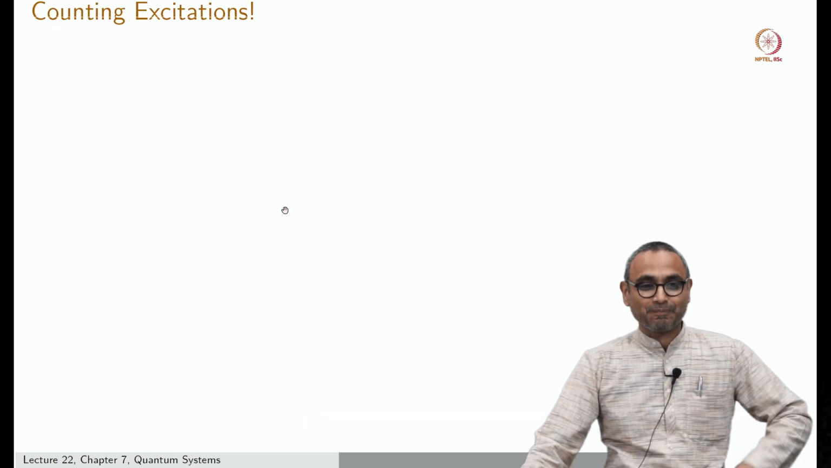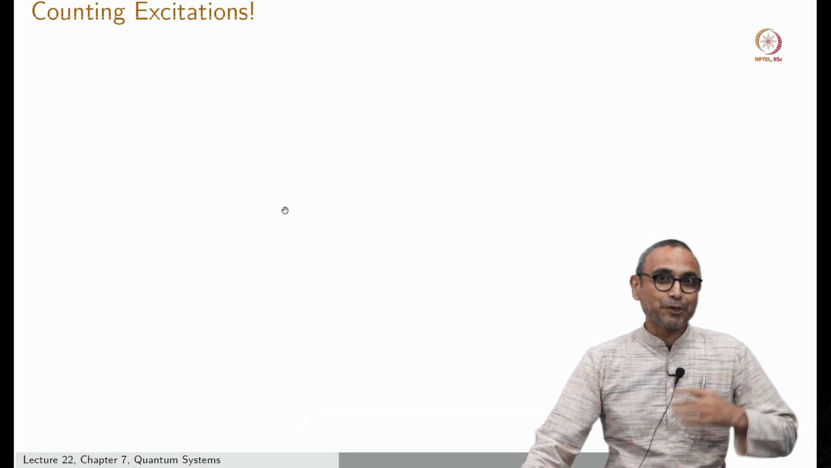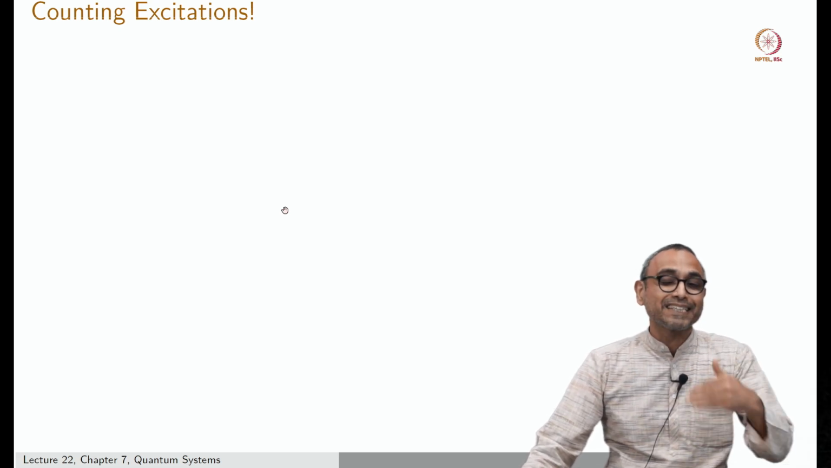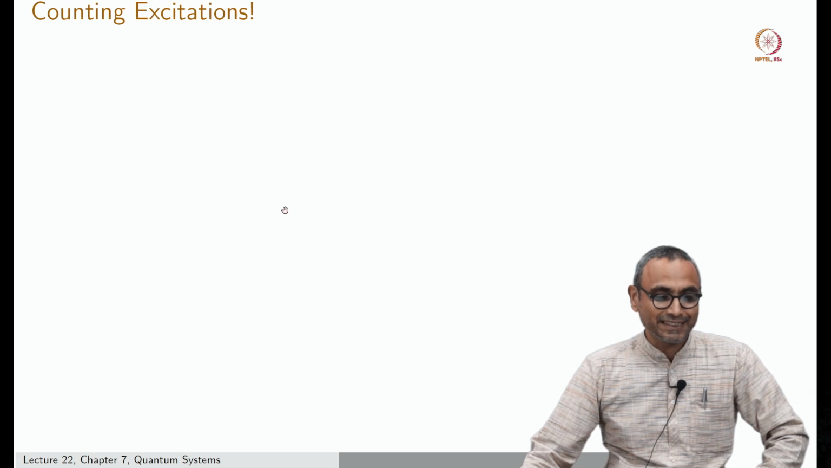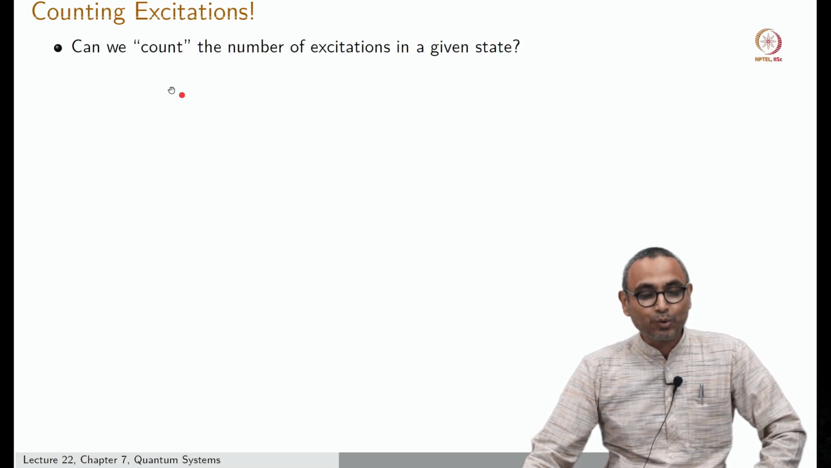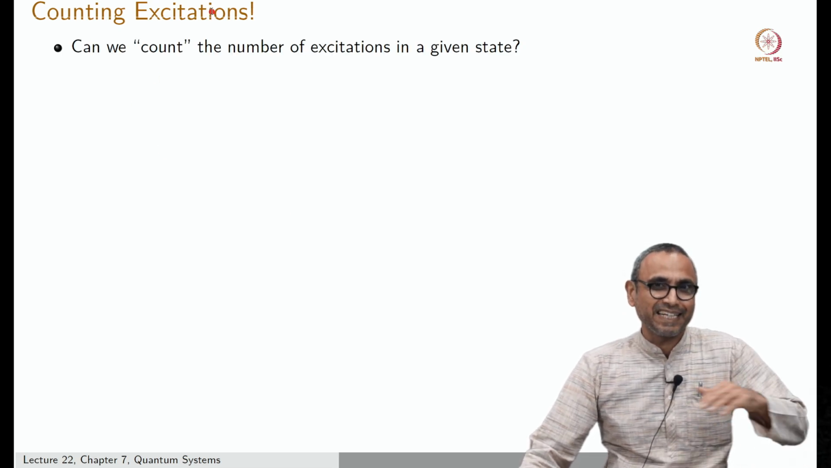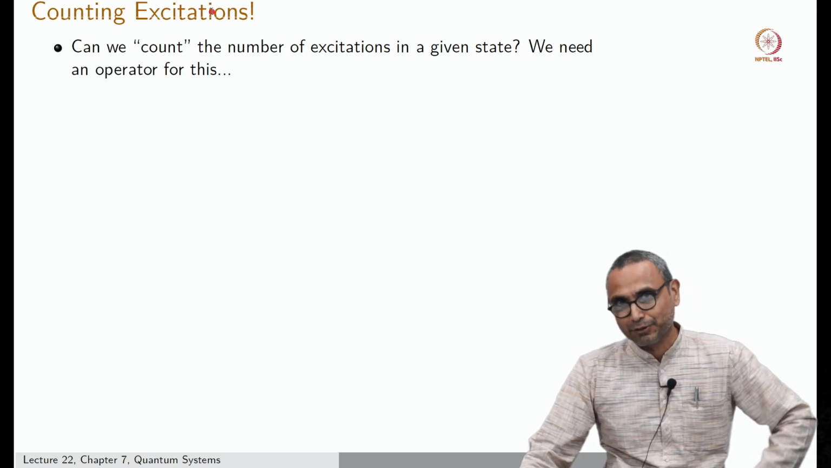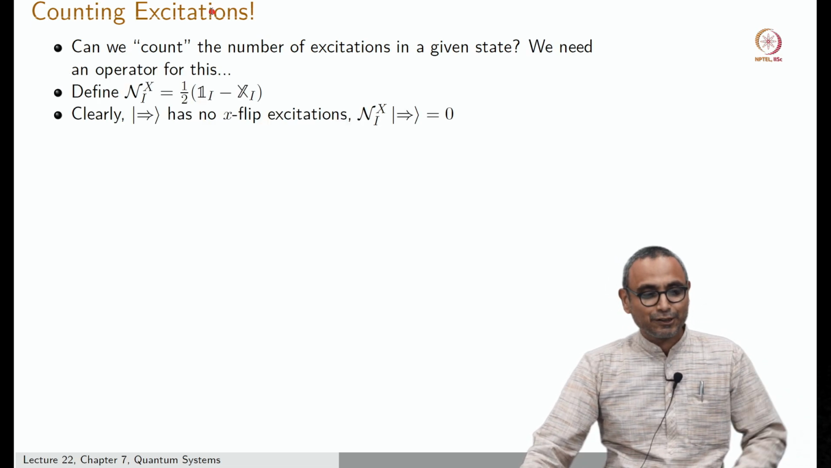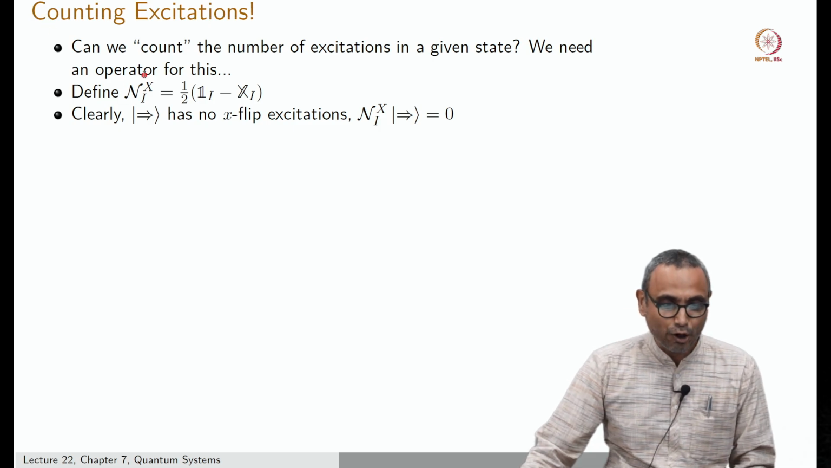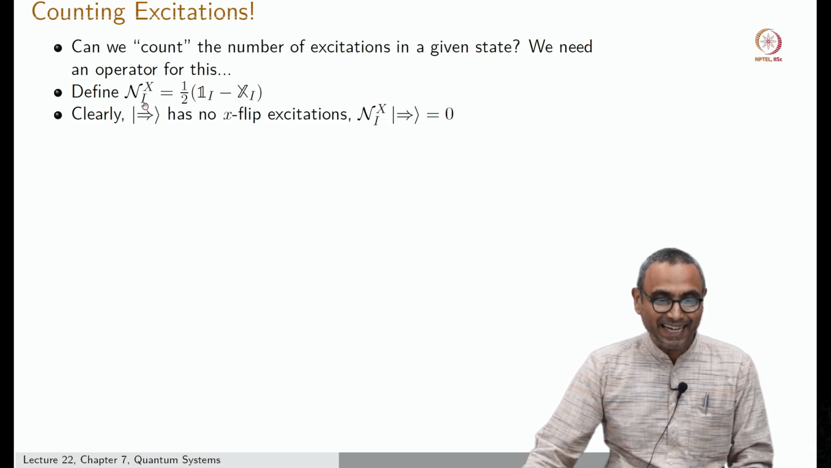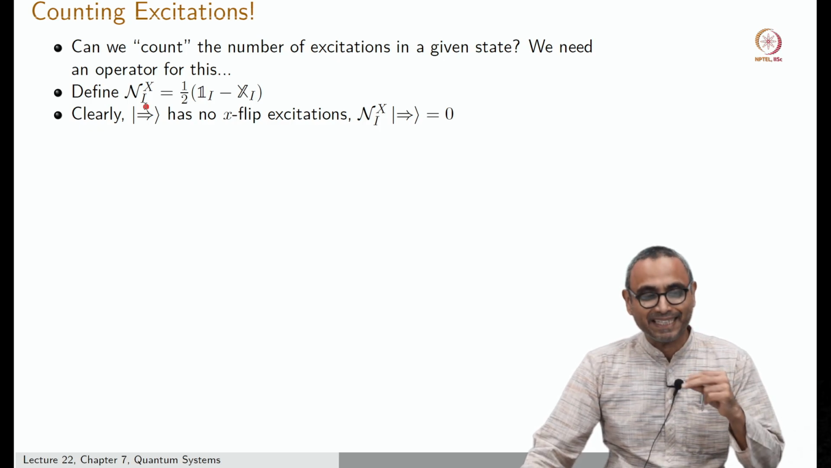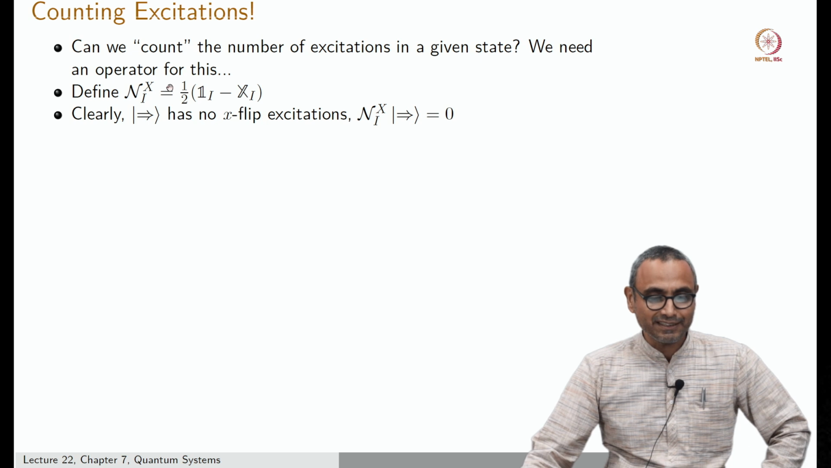So let's explore. What I'm going to do is construct a device to count the number of these particles. So let's see how we'll do that. Can we count the number of X-flip excitations in any given state? Okay, so we of course need an operator for this. If you think about this, you will realize that this operator, which I am calling n_x^i, counts the number of X-flip excitations at site i. How do you see this?